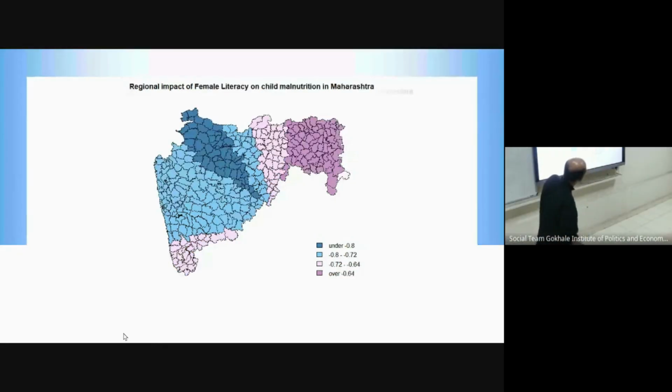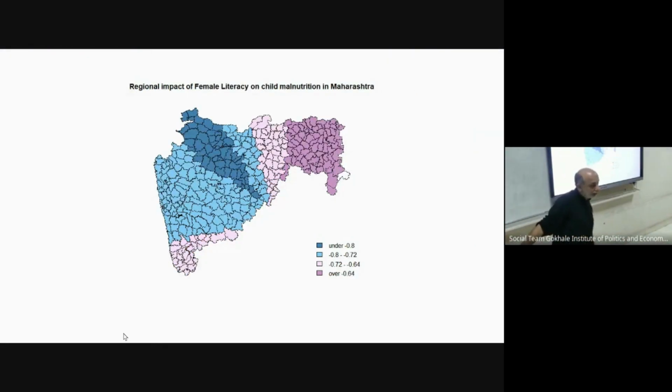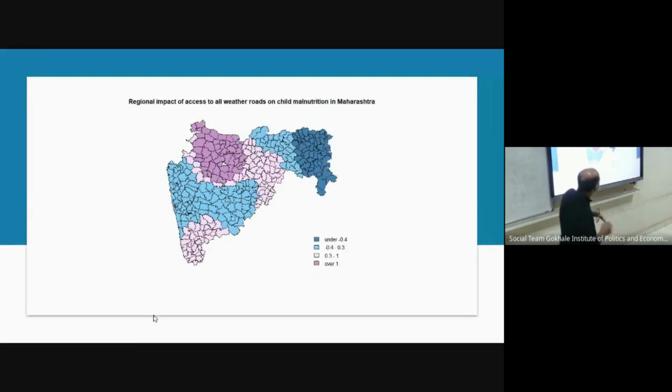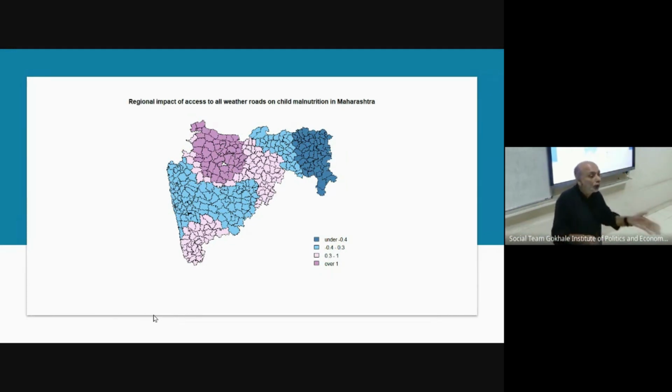Female literacy everywhere reduces malnutrition. If women get educated, then childhood malnutrition goes down, but of course differently, though that is not such a dramatically different kind of thing. Access to all-weather roads is very interesting. In some parts of the state, access to roads reduces malnutrition. In some parts, it's positively associated with malnutrition. Because you don't know what roads do, right?